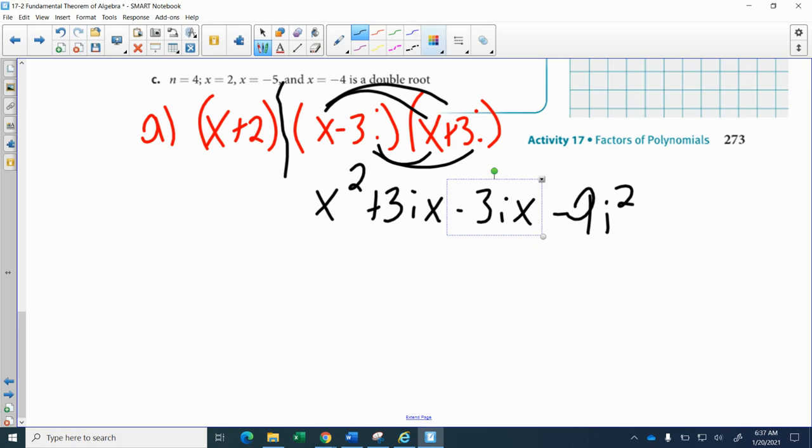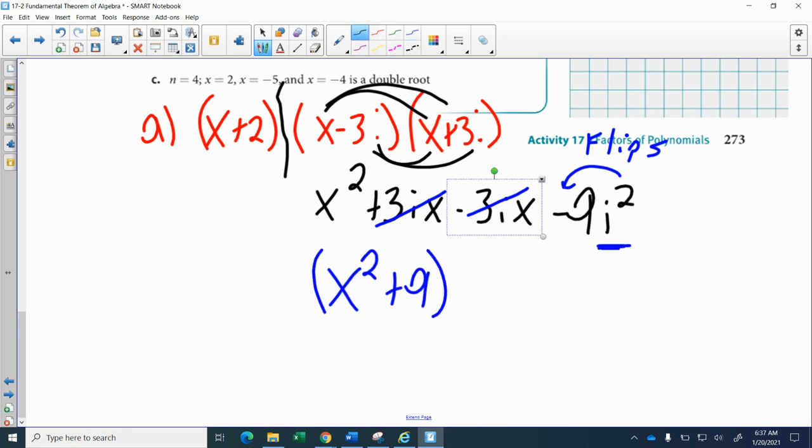Well, in the middle here, we have 3ix and negative 3ix. Those are going to cancel each other out. And then if you remember, i squared disappears, but it flips our sign first. Okay? So the i squared is going to flip the sign and then disappear. So this becomes x squared plus 9. Now after that, I just need to bring down the x plus 2 and then just rinse and repeat.